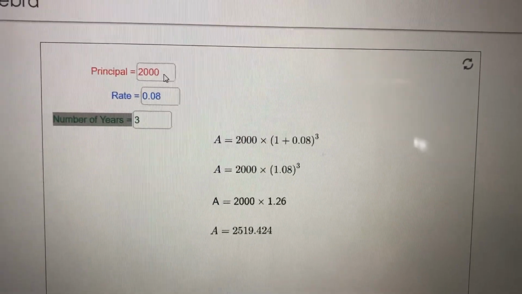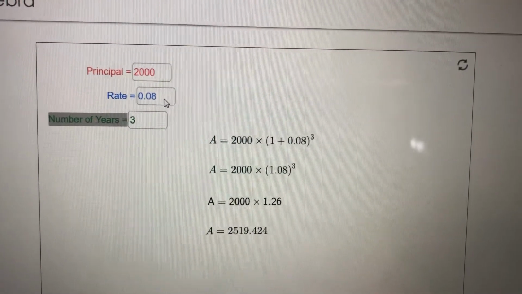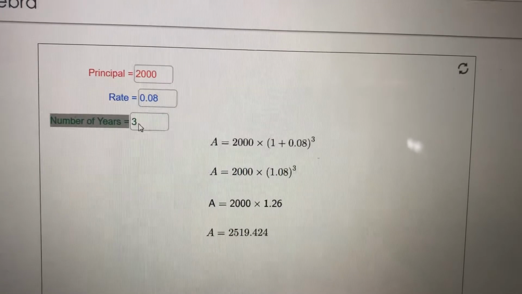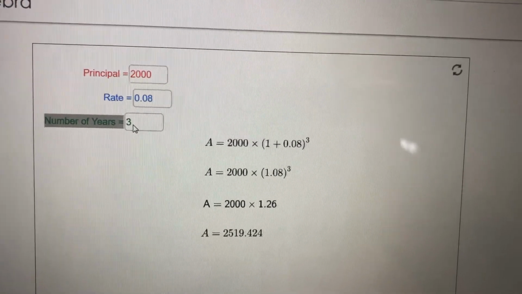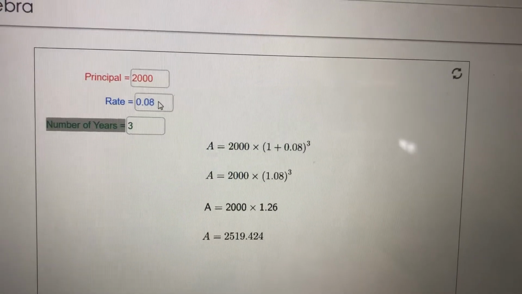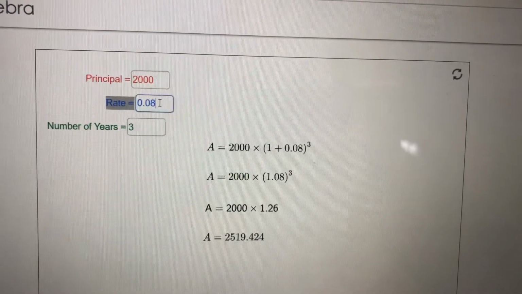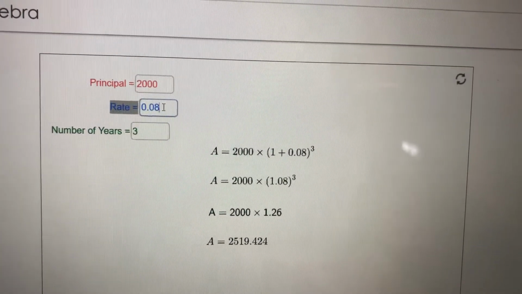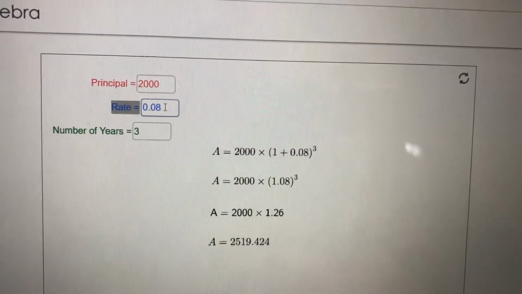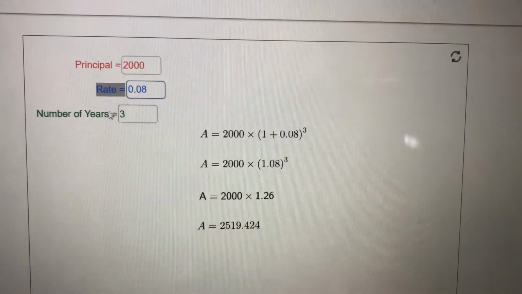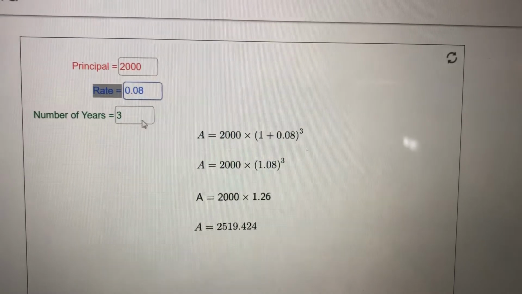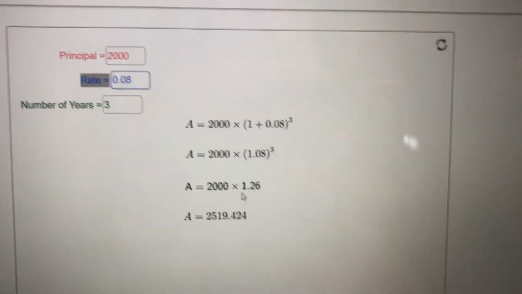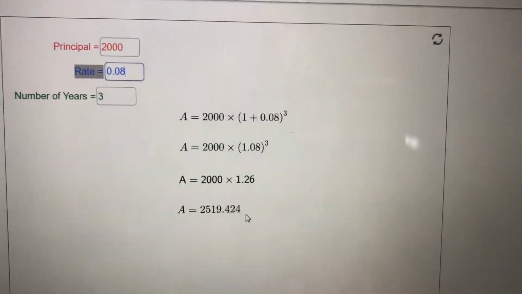The principal amount was $2,000, the rate is 0.08, and the number of years was 3. Again, remember that you have to change this to a decimal. You cannot put 8 in there. It is 8%, which is the equivalent of 0.08. And the number of years is 3. When you hit enter, it calculates it for you. You just have to round.